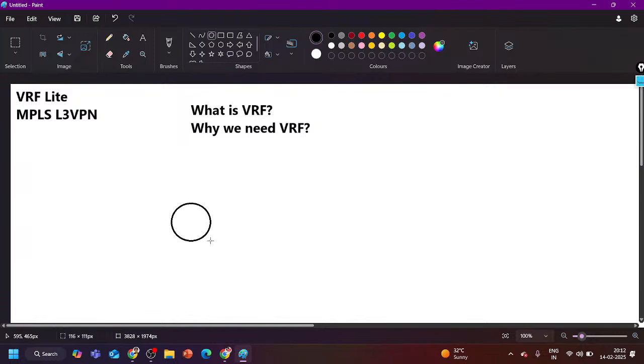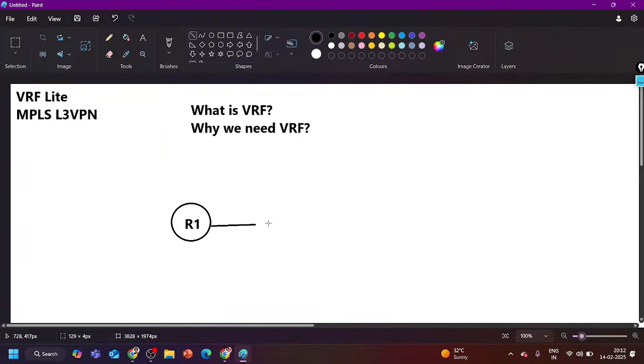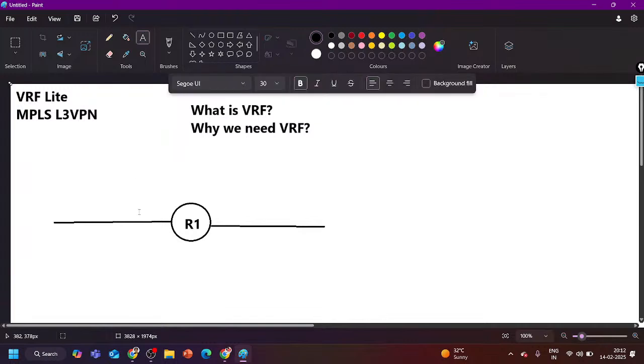For example, here I have one router, let's say R1. And guys, there are two interfaces on the router, one is F0/0 and one is F0/1. Here, let's say my IP address is 10.1.1.1/24. Can I configure the same IP address on F0/1? No, sir. What will happen if I assign the same IP address on two interfaces of the router?